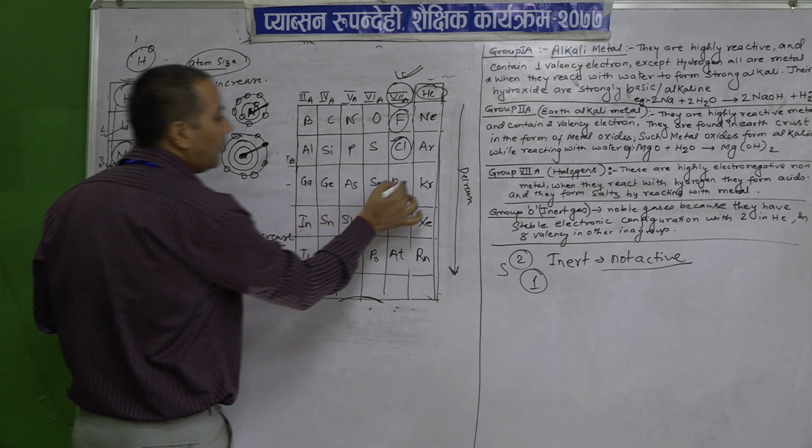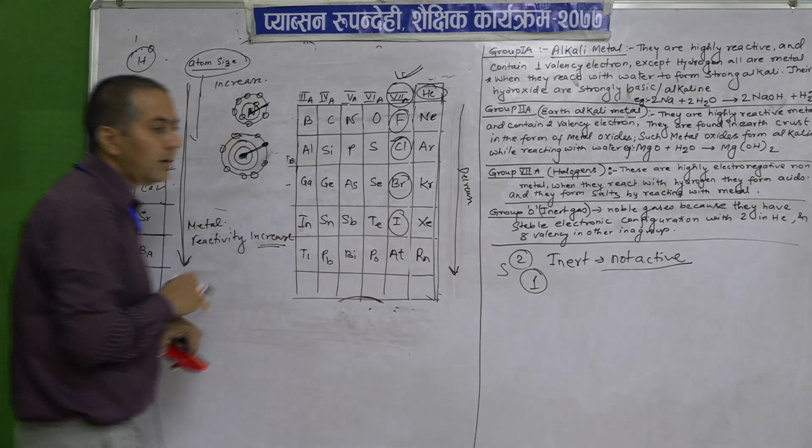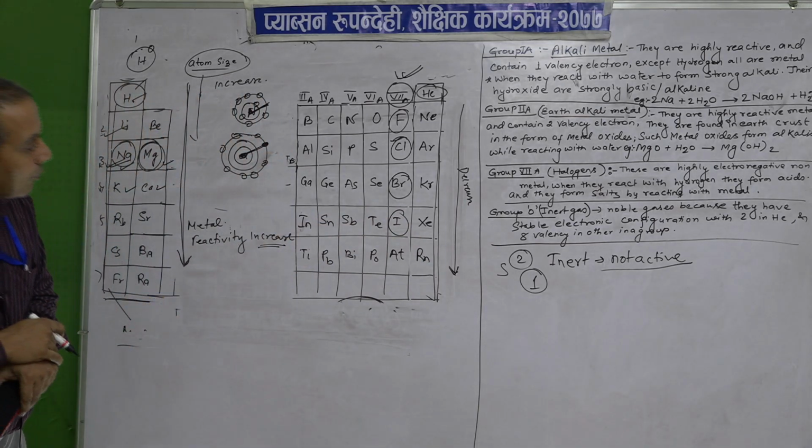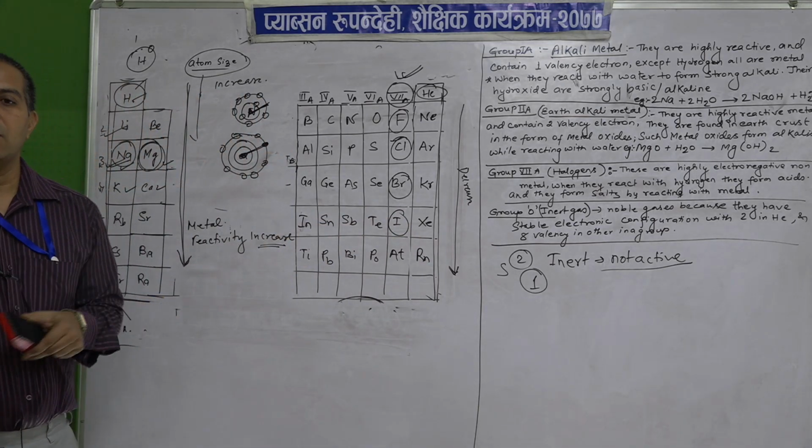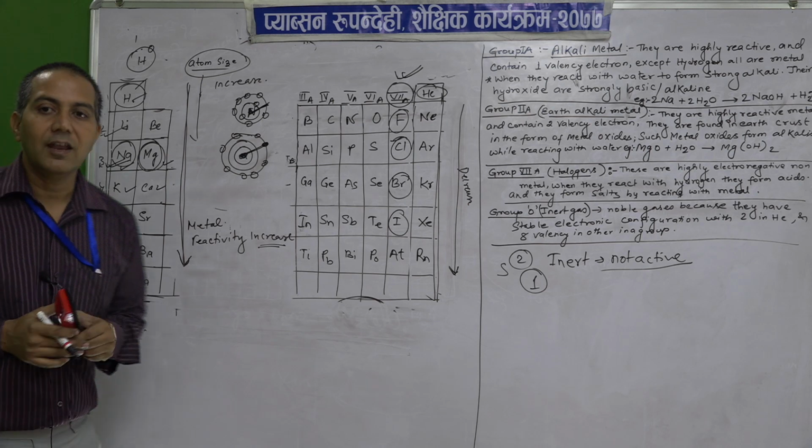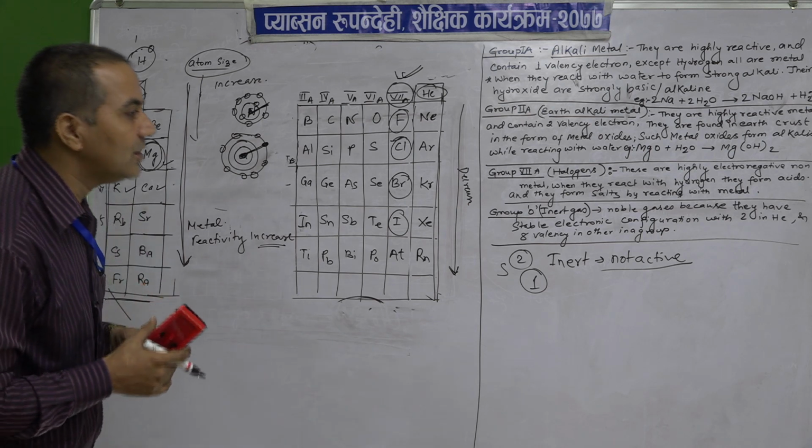Then the next one: in the case of bromine and iodine, what happened? Bromine will be more reactive than iodine. Now, I will ask you the question why.